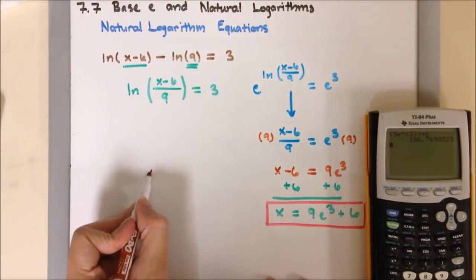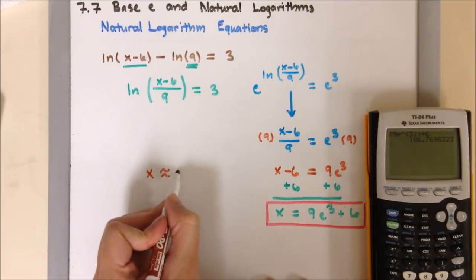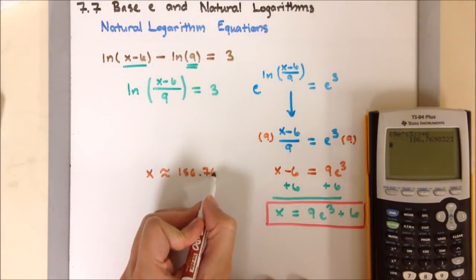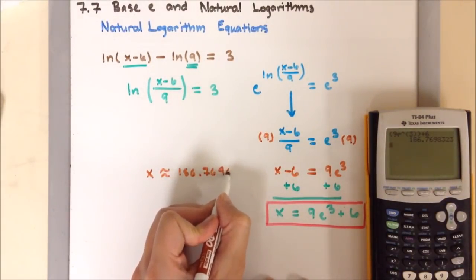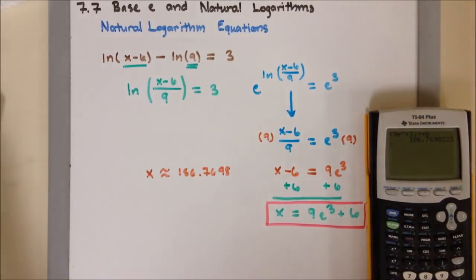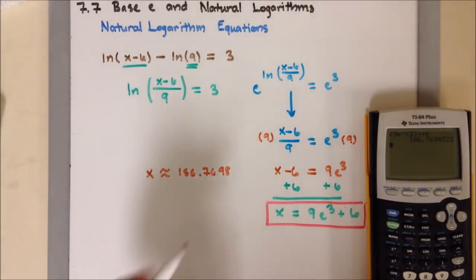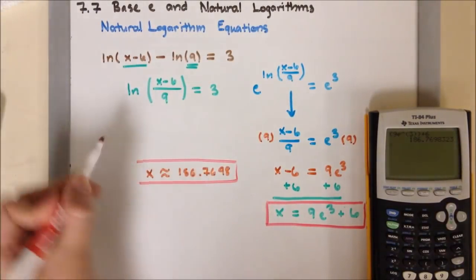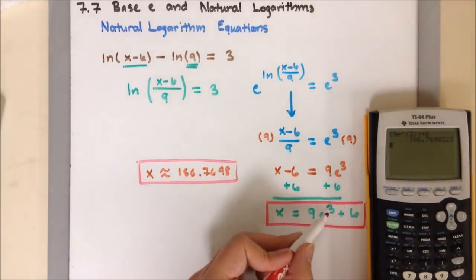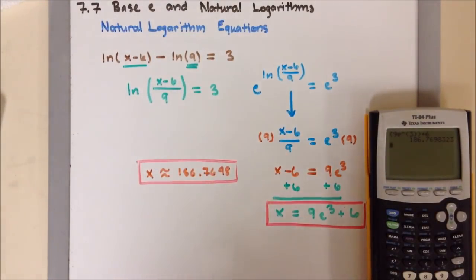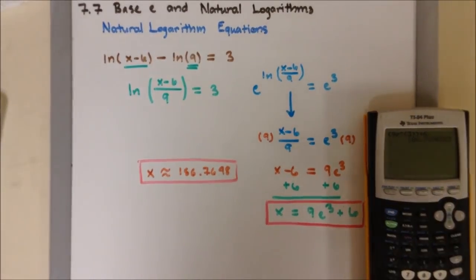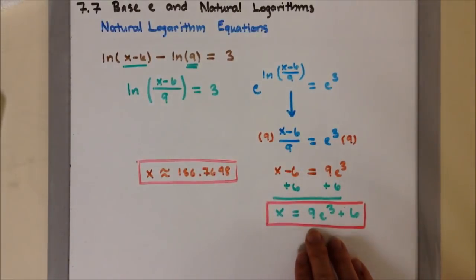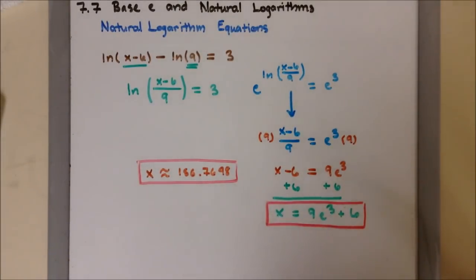So x will be approximately 186.7698. So that would be my decimal answer if you were asked to find the decimal value of 9e to the third power plus 6. So that would be our answer, the decimal answer. But if you were working without the calculator, then you would stop at 9e to the third power plus 6. That would be your final answer.